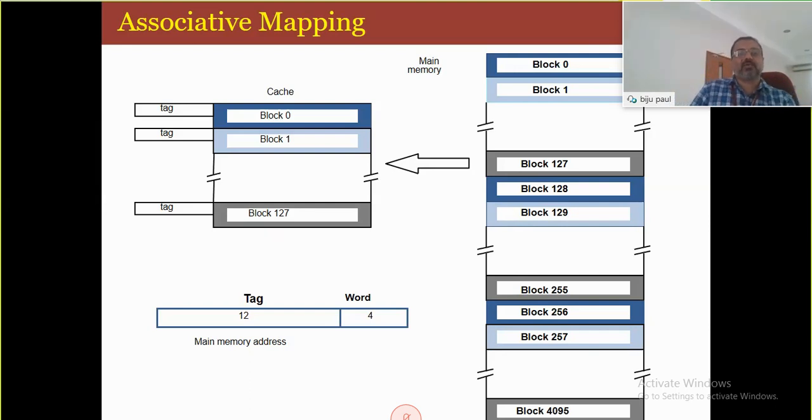Now we have explained associative mapping, the advantages and disadvantages. The main disadvantage: if the processor needs some data, the processor has to check the entire blocks to find out whether it is there or not. The advantage is, if there is any location vacant in cache memory, and the processor asks for something which is not there in the cache, that will be loaded from the main memory to the cache memory in whichever block is free. Right.